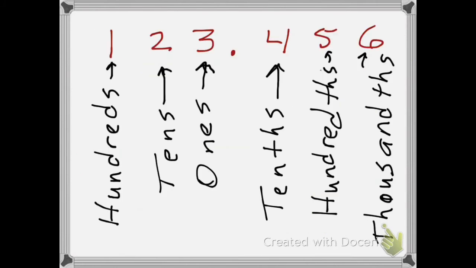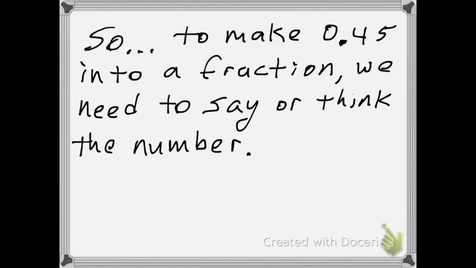For the number 123.456, you'll notice that we have our hundreds, our tens, our ones. Now we have our decimal point. Then we have our tenths, our hundredths, and our thousandths. Those are our place values. Use this one for the review.